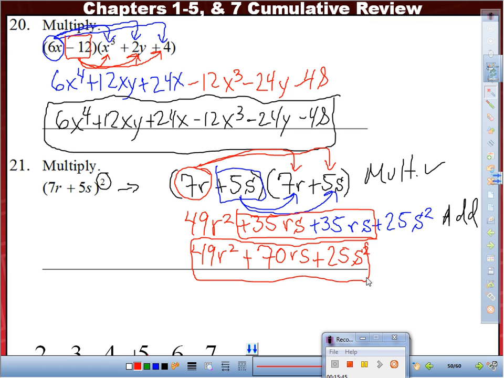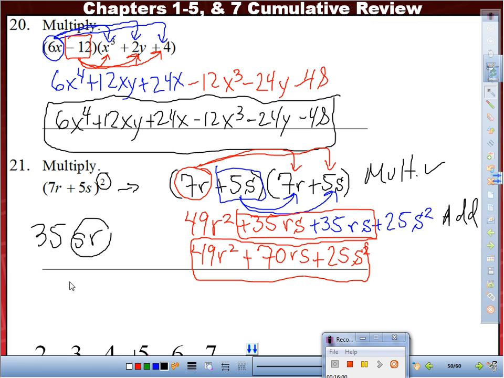And that is simplified. The question was, if I'm multiplying 5s times 7r, shouldn't it be 35sr? Yes. However, if we write this in alphabetical order, isn't it the same as rs? So now check this out. Why is it that I can move it around? Because once again, it's multiplication and it's the commutative property. It's the same. Isn't that true?